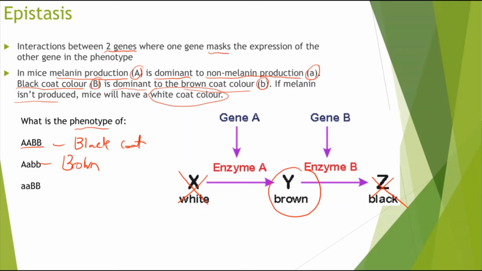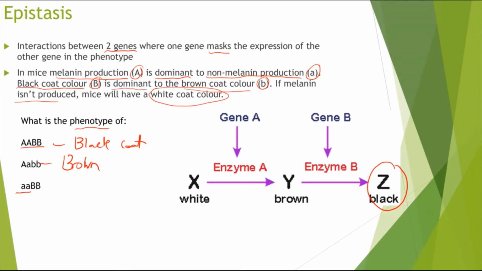Next, I have a lowercase a, lowercase a, and a capital B, capital B. So if I was coding for melanin, that would be black because I would have capital B, which is dominant and codes for a black coat color. But now because I have both lowercase a, this means I cannot code for melanin because I would require a dominant A, an uppercase A, to code for melanin. So this just means that I would not be able to have the black and I would have the white.